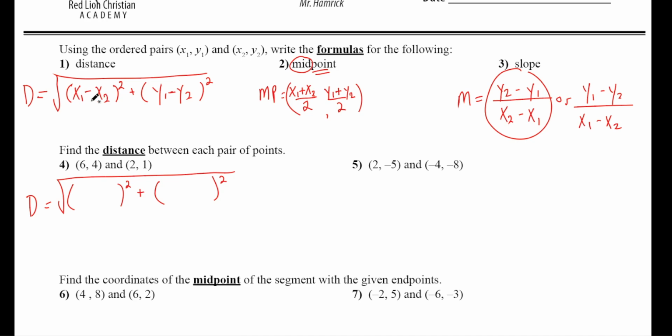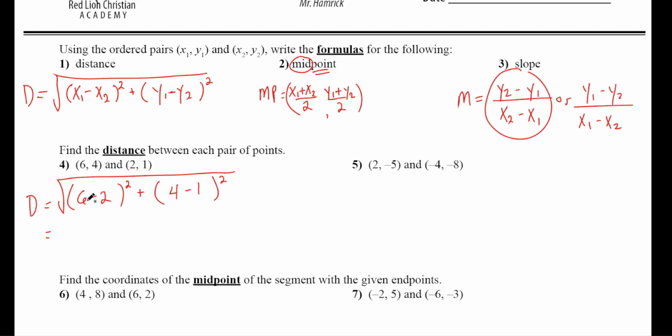We subtract the x's from each other. So which ones are my x's? Here's my 2 points. Which ones are my x's? 6 and 2. So I subtract 6 minus 2. And then I do the y's. 4 and 1, 4 minus 1. Super easy if you have it memorized, correct? Well, you do. I'm not done, but that's my first step. Everybody got that?